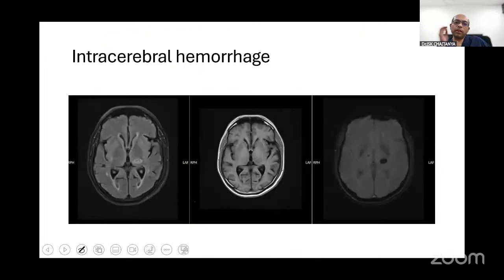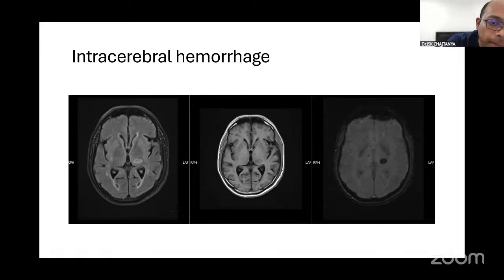The next common thing in the ICU is identifying a hemorrhagic stroke. This is a recent patient who presented to us with right-hand numbness, paresthesias, and right upper limb weakness. They came within 1.5 hours after the symptom onset, and what we identified was... So the first, this is a FLAIR image.